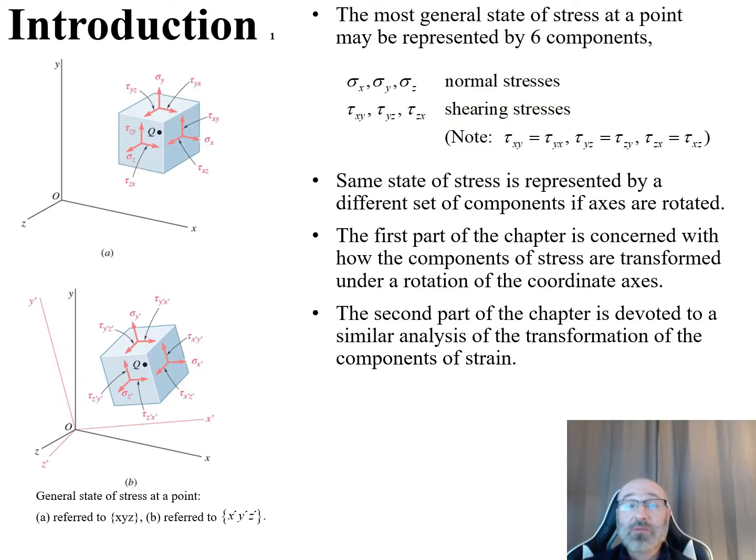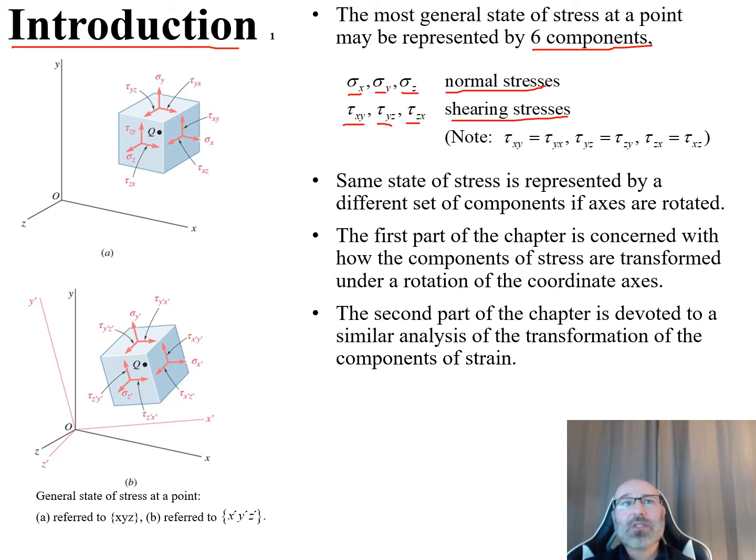So as we jump into this module, let's go through a little bit of an introduction here. The most general state of stress at a point may be represented by 6 different components. If we take a look at these 6 different components, we can break these into our normal and our shear stresses. Now if we're talking about our normal stresses, we have our sigma x, sigma y, and sigma z. And for our shearing, similarly, we have our tau xy, tau yz, and tau zx.